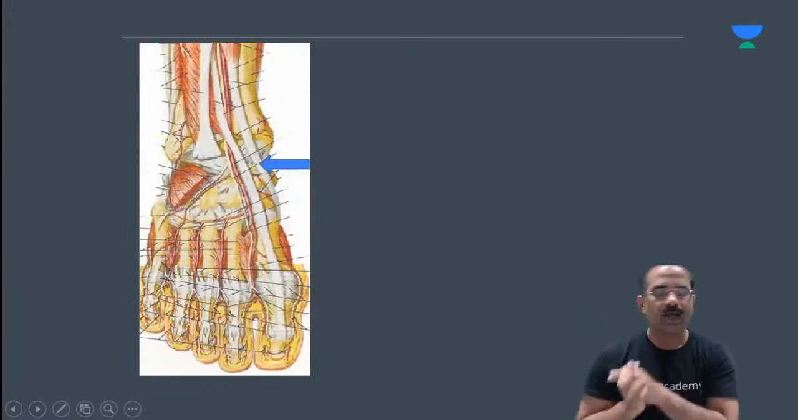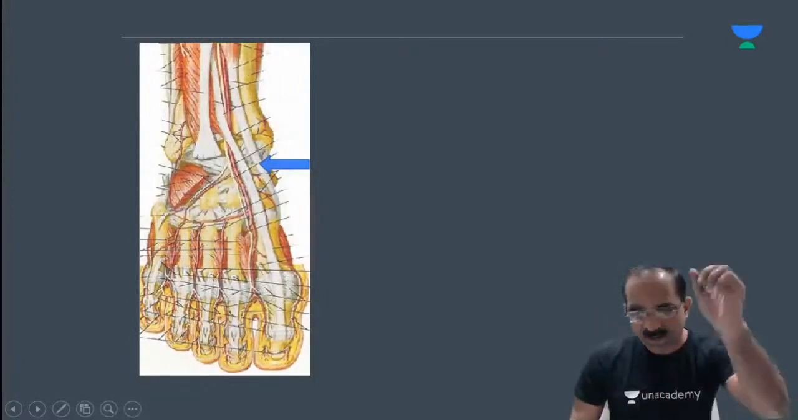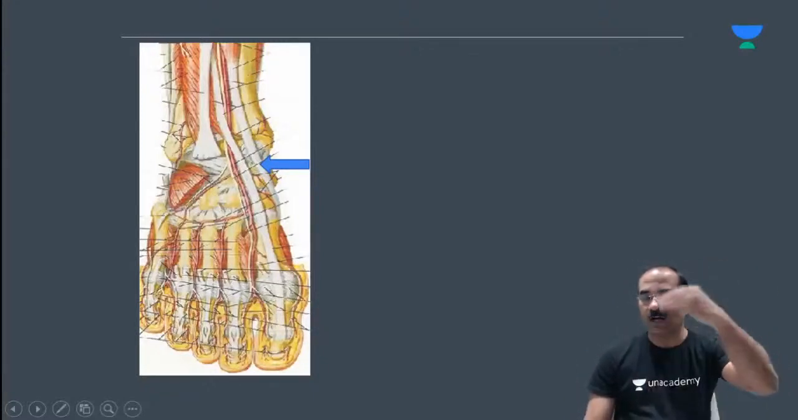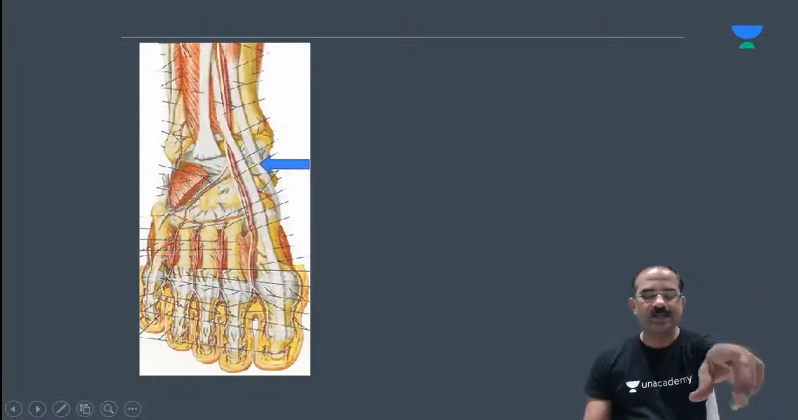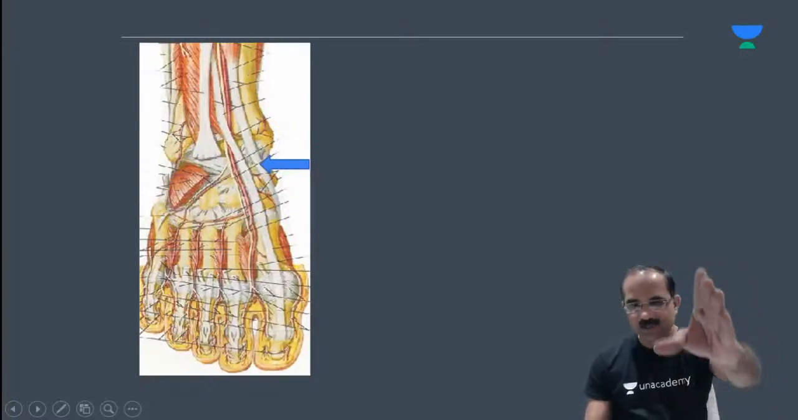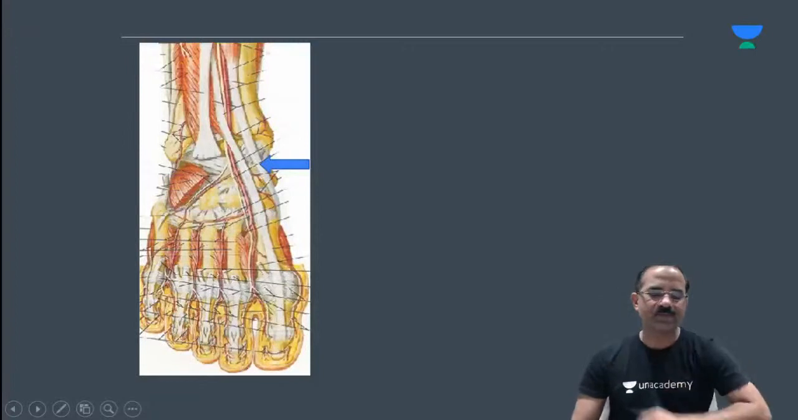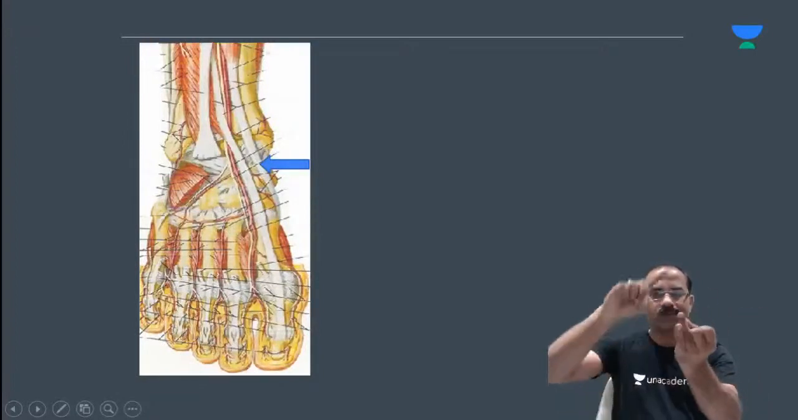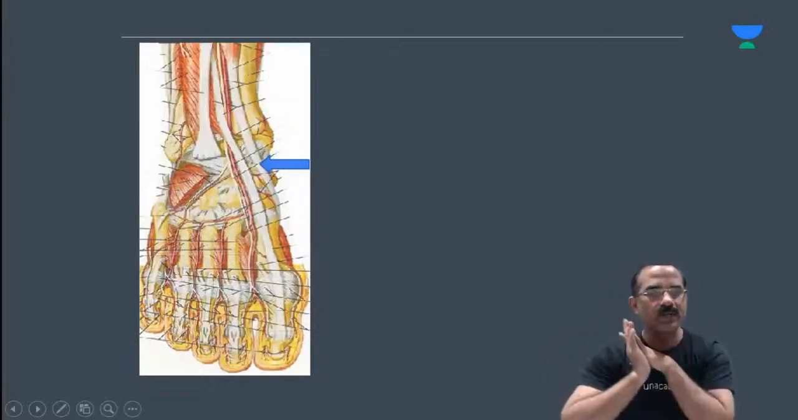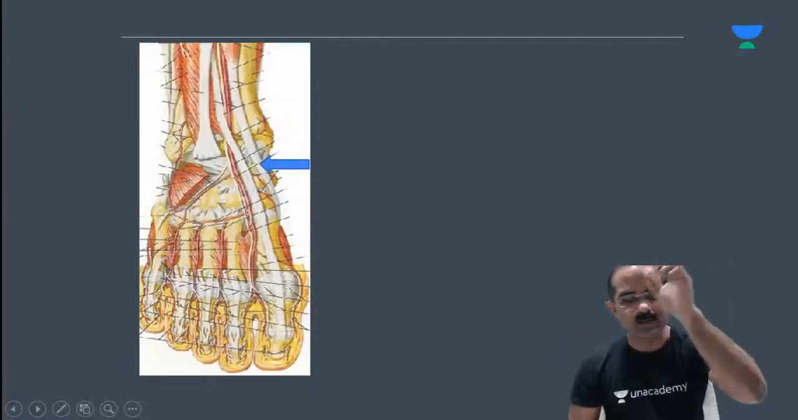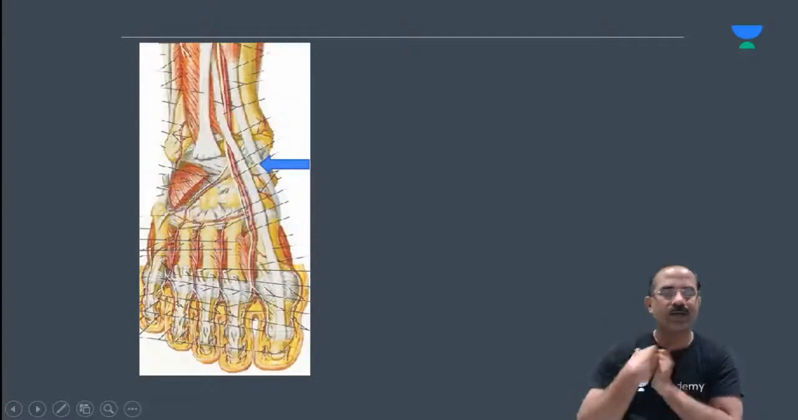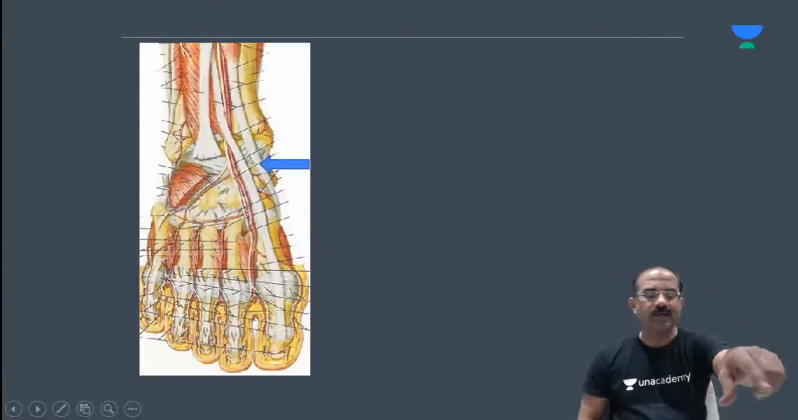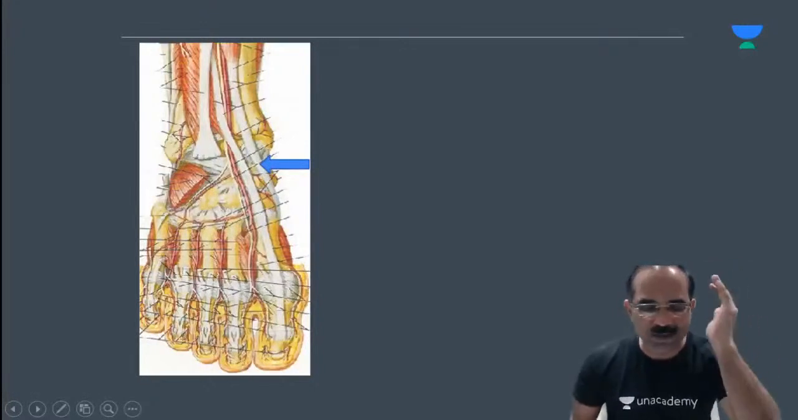Okay? And which is the nerve of the posterior compartment? The tibial nerve. The nerve of the posterior compartment is the tibial nerve, and the artery is the posterior tibial artery. So once again, to recapitulate: posterior compartment of the leg, the tibial nerve and the posterior tibial artery. Lateral compartment of the leg, the superficial peroneal nerve and the peroneal artery. Anterior compartment, the deep peroneal nerve and the anterior tibial artery.